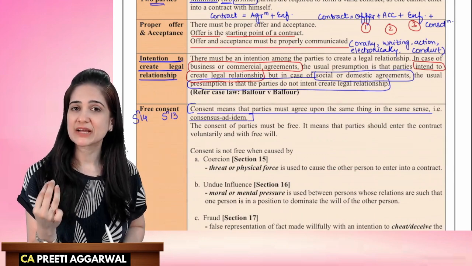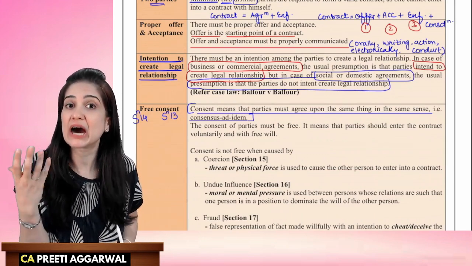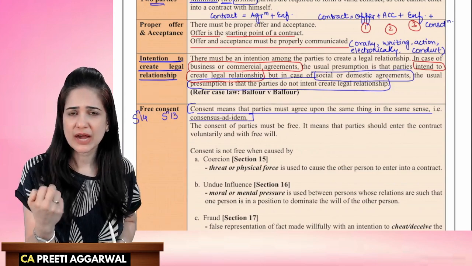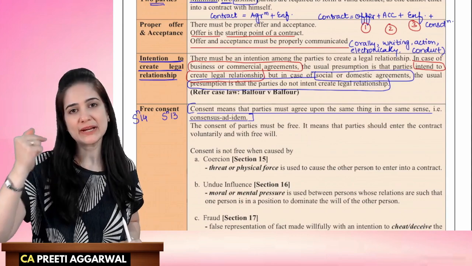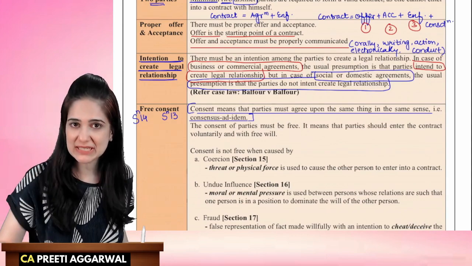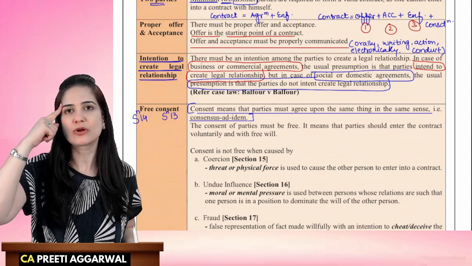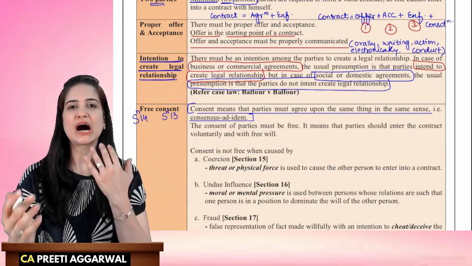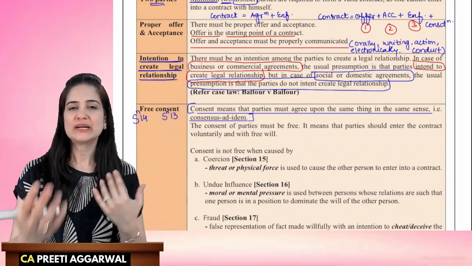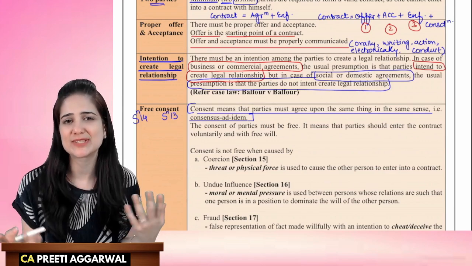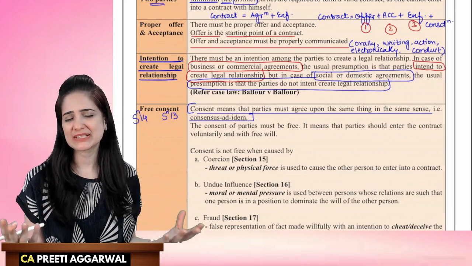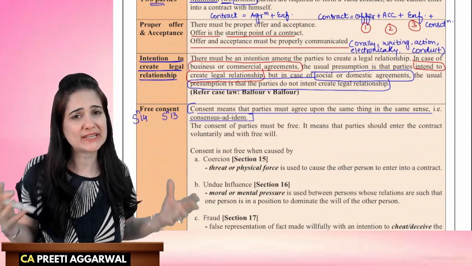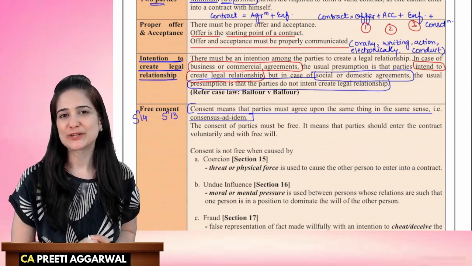When I announced in the class, I said, I want to sell my car. Which car? I did not specify. You thought that because I come to class in a Mercedes car, I'm referring to Mercedes, but I always had Maruti 800 in my mind. Are we agreeing upon the same thing in the same sense? No. We are not agreeing upon the same thing in the same sense. We have not consented. This will not be a valid contract.